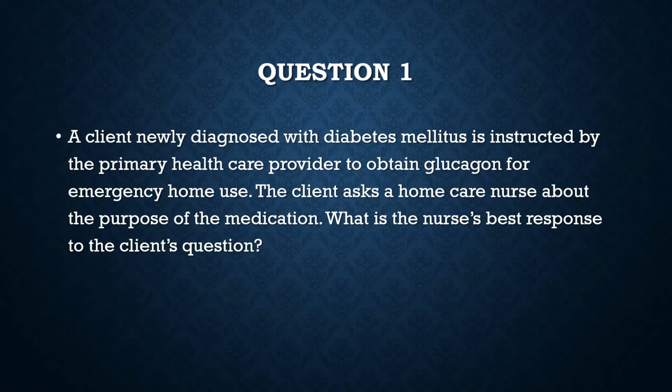Question 1. A client newly diagnosed with diabetes mellitus is instructed by the primary health care provider to obtain glucagon for emergency home use. The client asks a home care nurse about the purpose of the medication. What is the nurse's best response to the client's question?